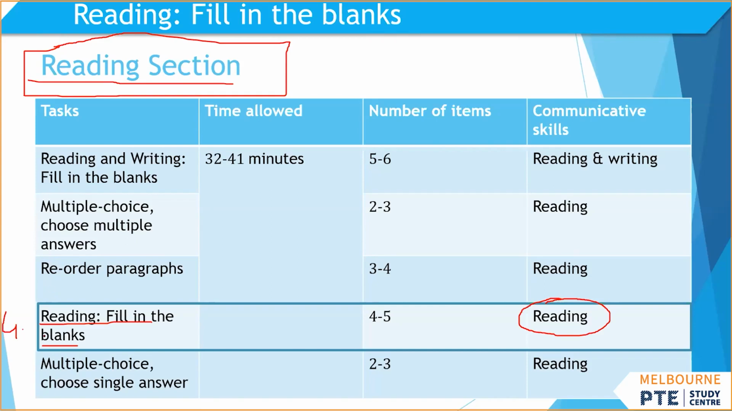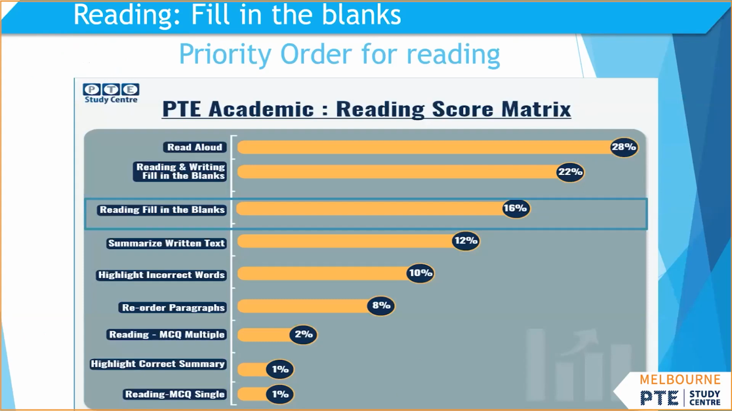Okay. Now, reading FIB gives you marks just for reading, and how many marks it gives you, you can say roughly 16%. Okay, so 16% of 90, around 13-14 marks, or at times if you have more questions, it can be more than that as well. Okay, the other topic we are doing today is reading and writing fill in the blanks, which is actually more important than this one.